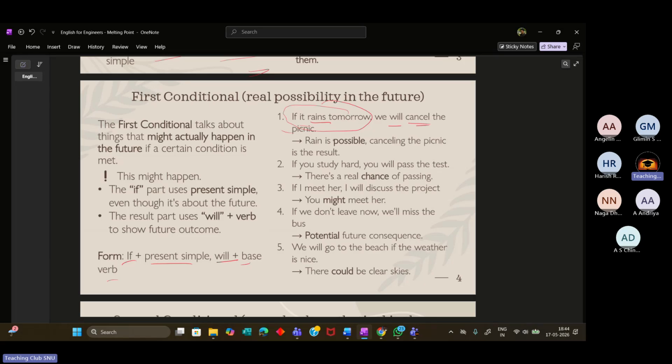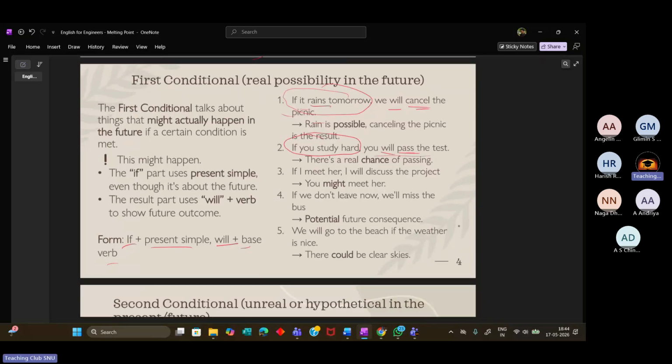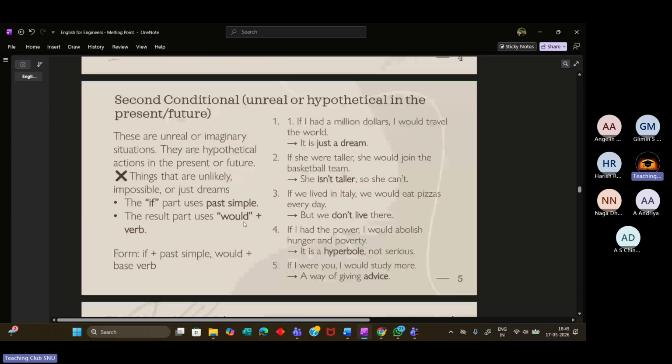So we have the will plus the base verb here. Again, if you study hard, you will pass the test. There's a possibility of you studying hard, and if that happens, you will pass the test. So we have will plus the base verb here. Next, if I meet her, I will discuss the project. If you happen to meet her, then obviously you will be discussing the project. That's it.